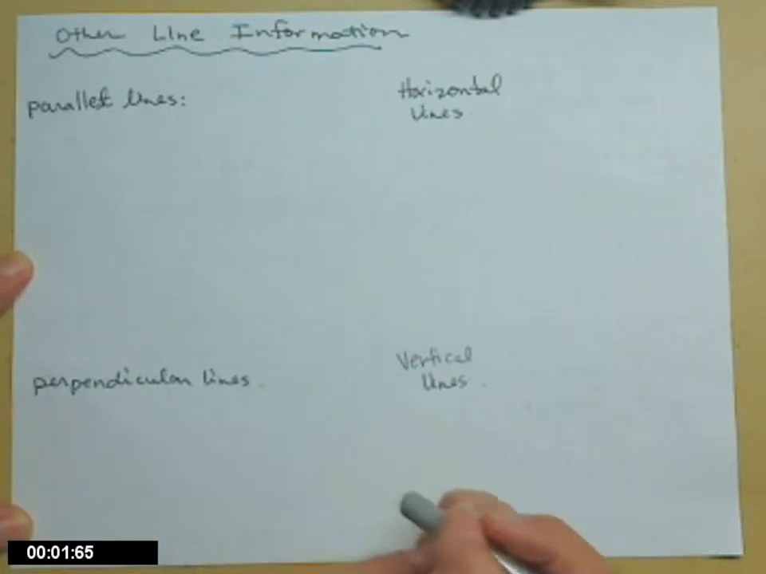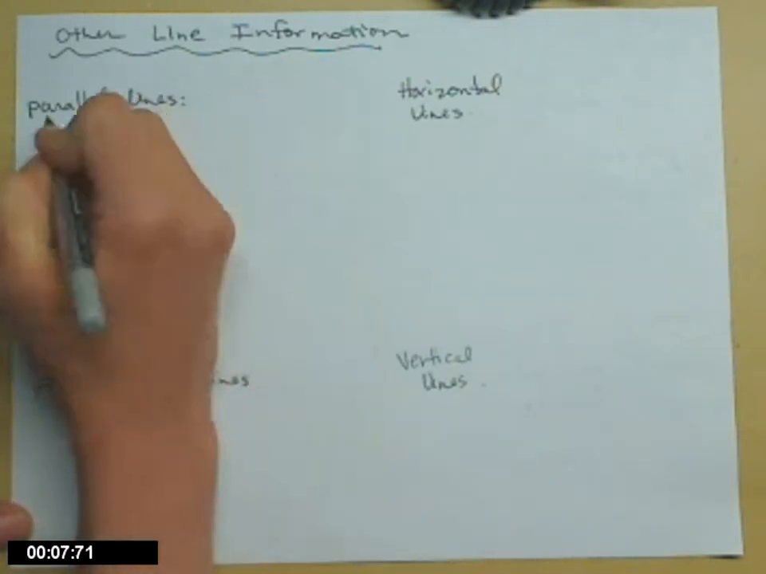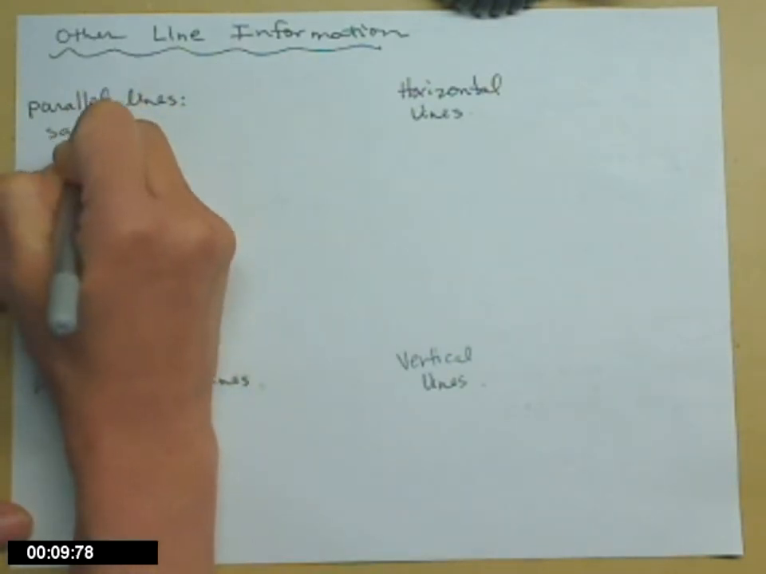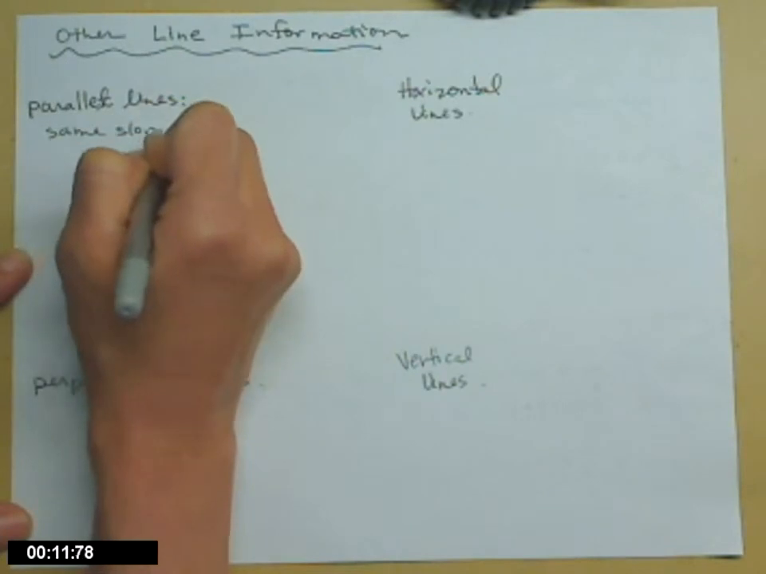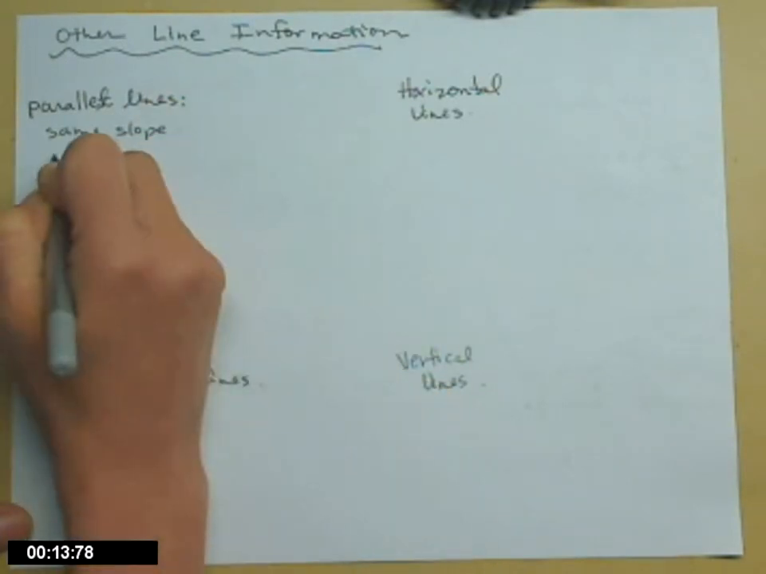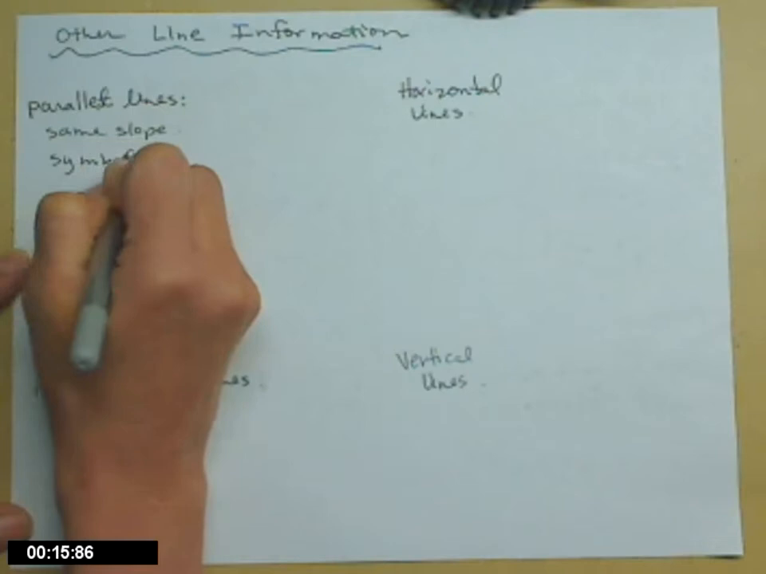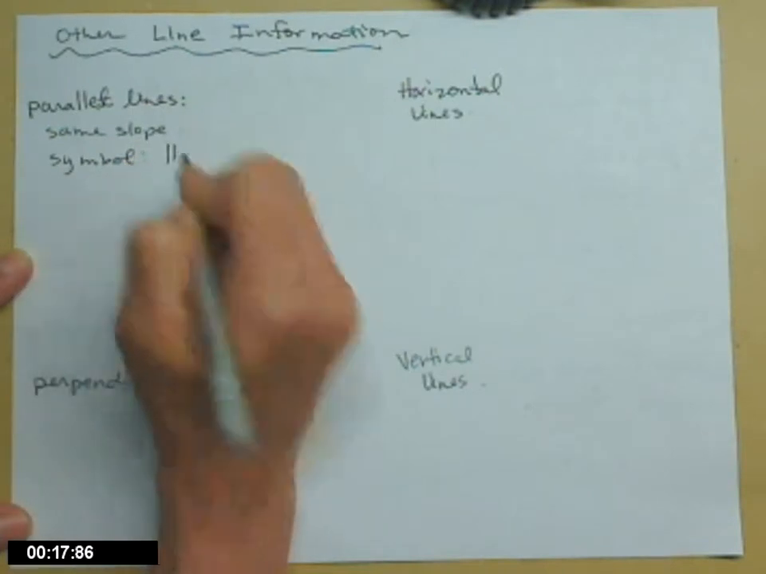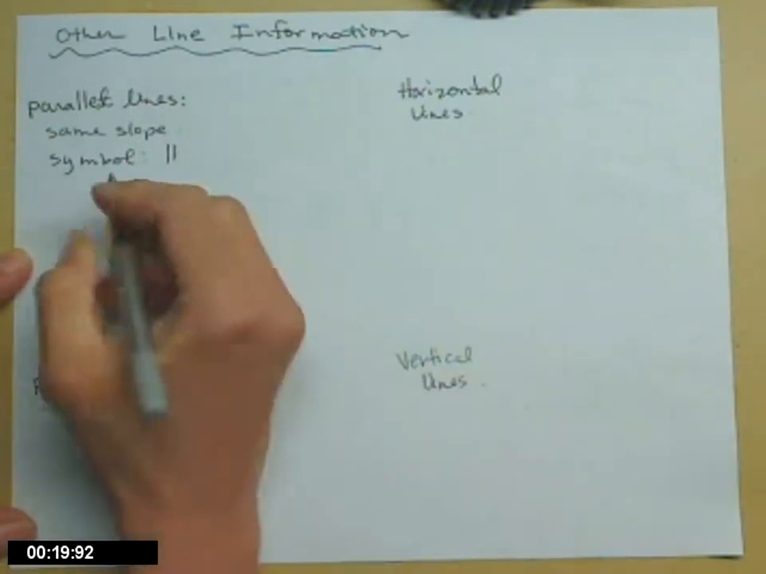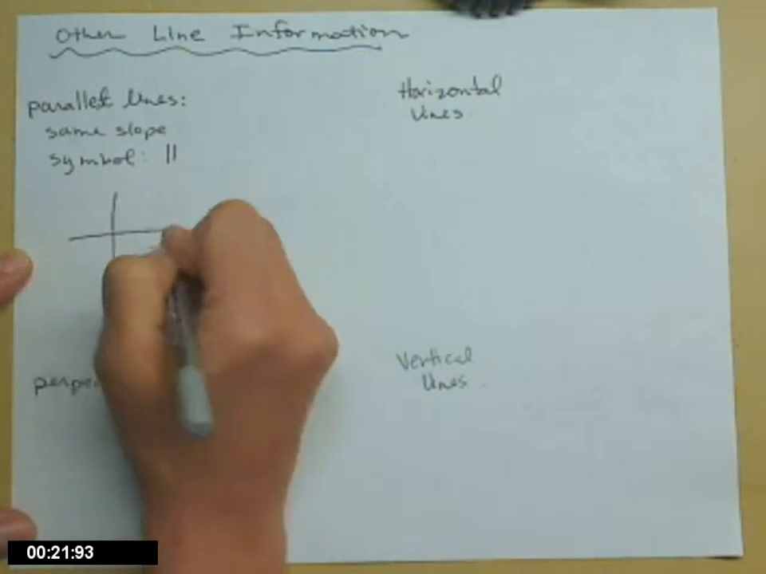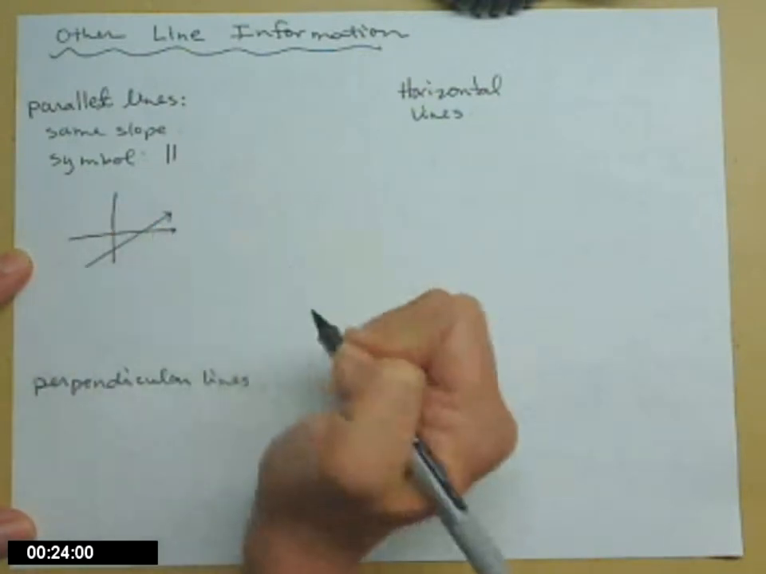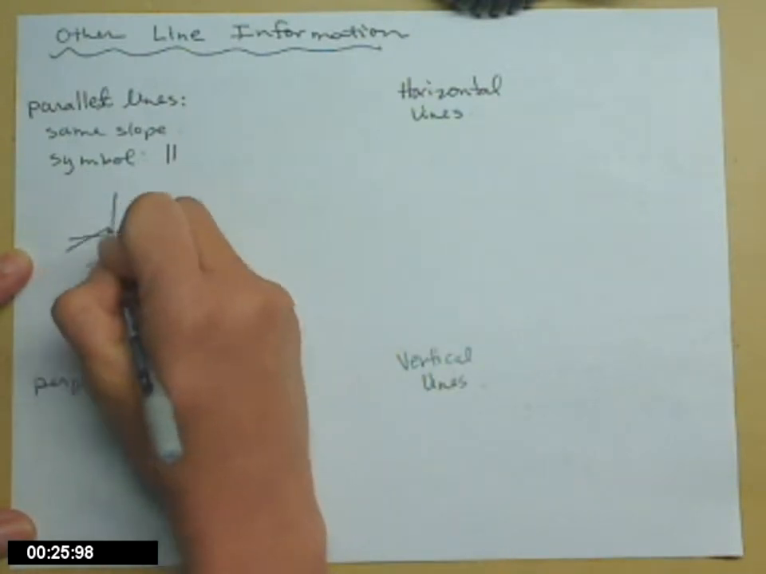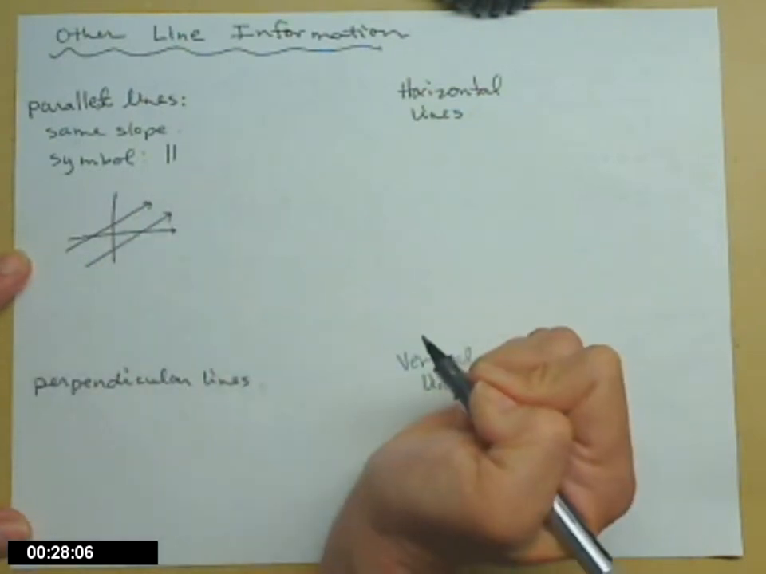So here's a little blip on 4 other things that are important to us when we're talking about lines. The first one is parallel lines. Parallel lines have the same slope. The symbol for parallel lines, 2 little vertical lines up and down. And so if this is line 1, then another line parallel to it would be just like that.